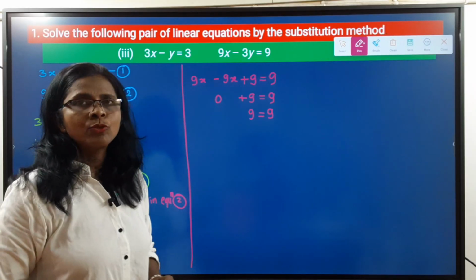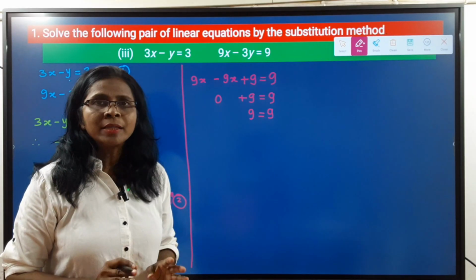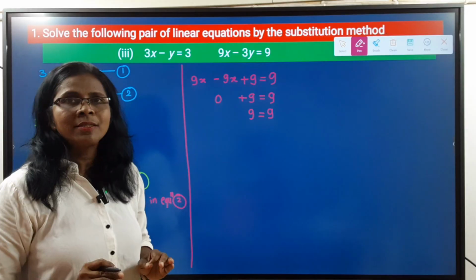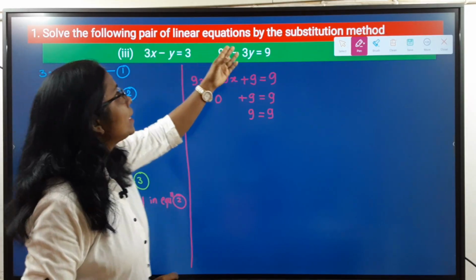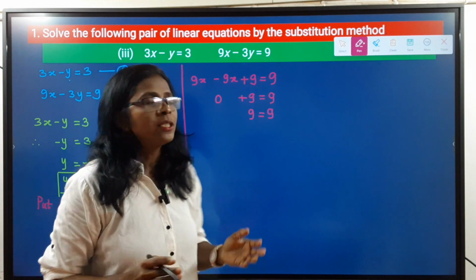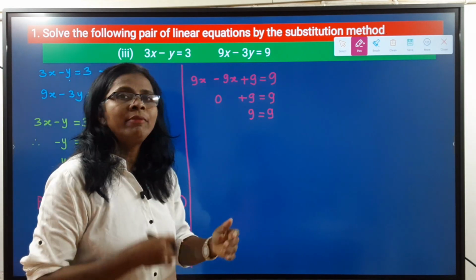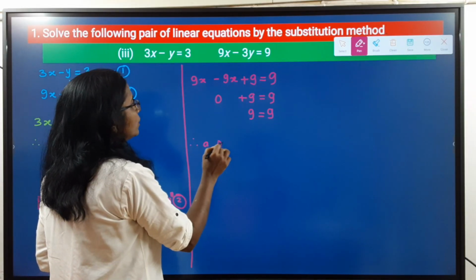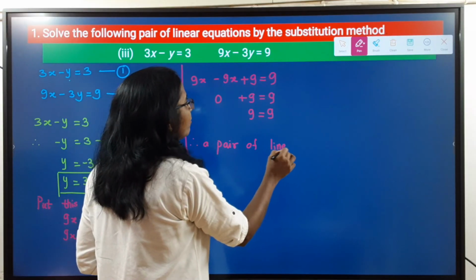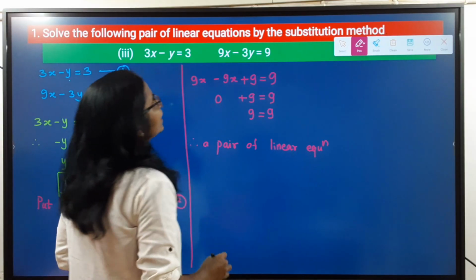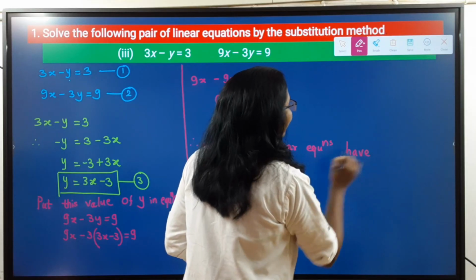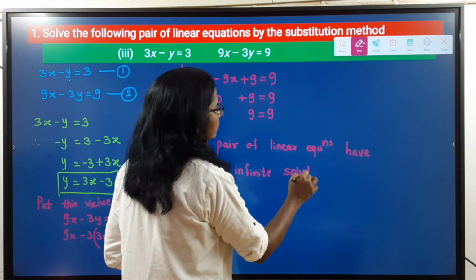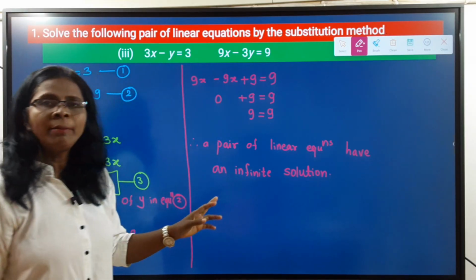Now here the x variable disappears. So that means the left hand side and right hand side are equal, 9 is equal to 9. In such a condition we can say that such a pair of linear equations has infinite solutions. If LHS is equal to RHS and the variable disappears, then we write that a pair of linear equations has an infinite solution. So this condition can be applied here students.